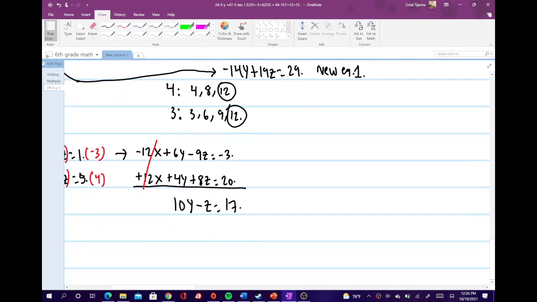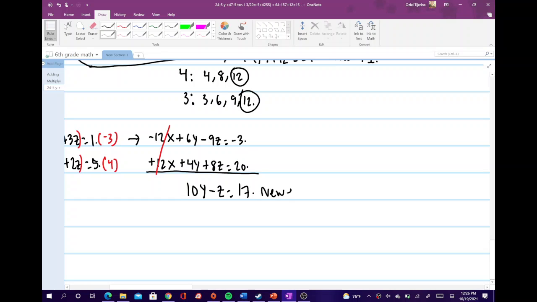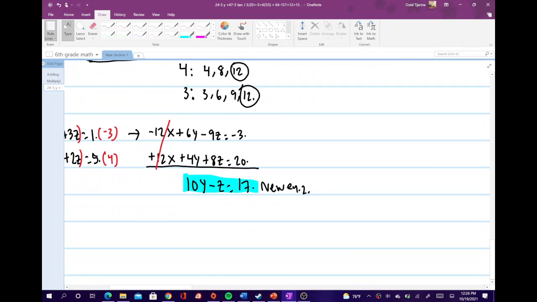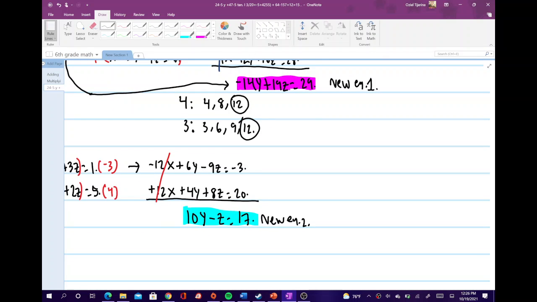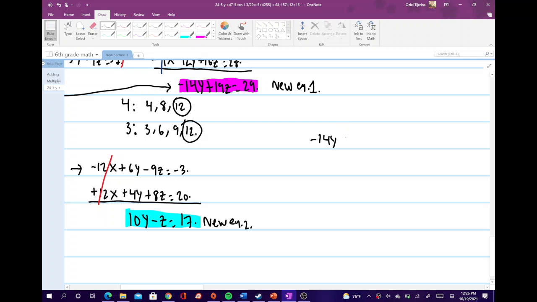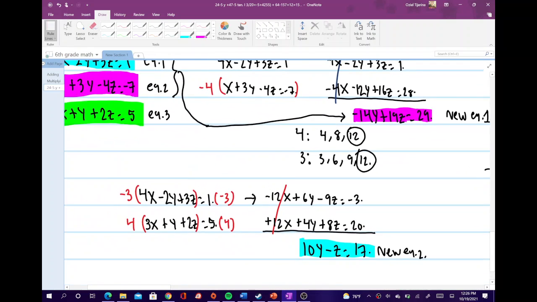So now we have a system of two equations. This is new equation 2. So we have this equation and we have this equation. Okay, so we're going to grab those two together. Like I said, your goal is to make it a system of two equations, and then you solve that system of two equations, right? So we have negative 14y plus 19z equals 29. And then we have 10y minus z equals 17, right?